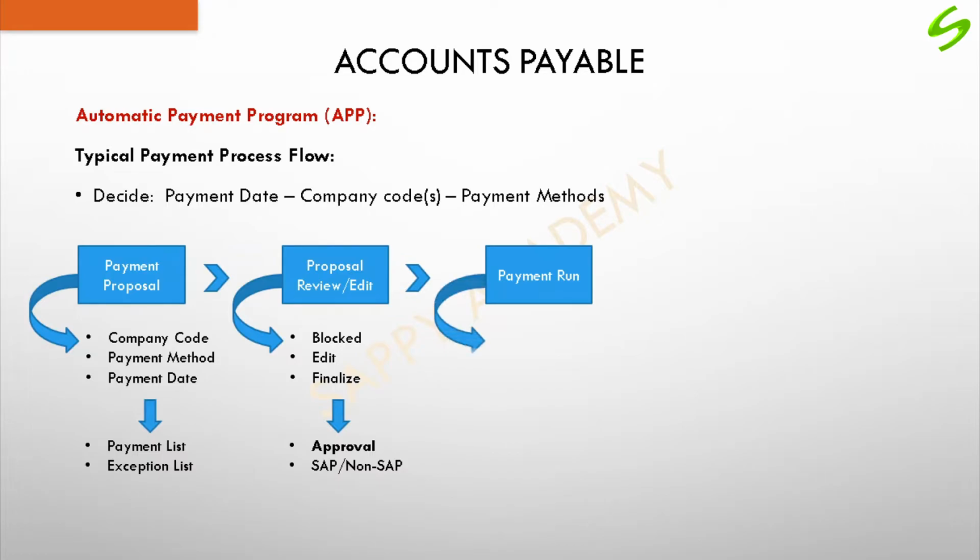Let's look at it. So the payment run can be done immediately, or the payment run can be scheduled at a particular date and time. If it is scheduled immediately, it will clear the open items and make the postings. And if it is scheduled at a particular time, it will run at that particular date and time, post the payment documents and clear the open items.